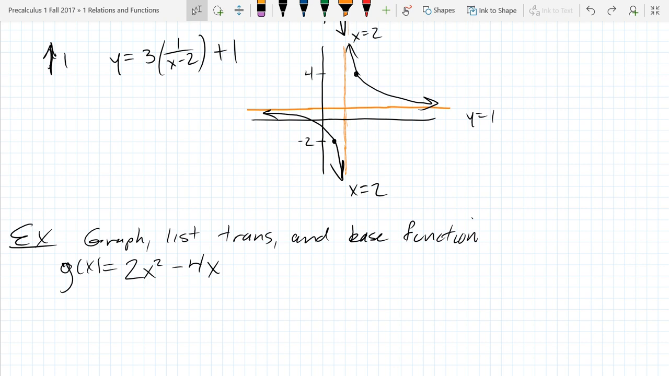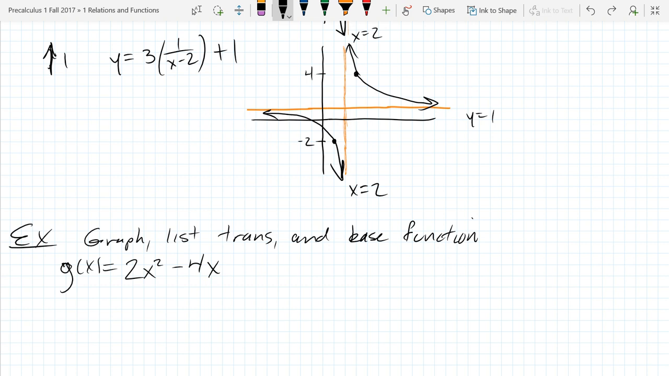So let's graph this function right here. This doesn't look like functions that we've looked at so far. And if it wasn't for this minus 4x, I could just say this was a parabola with a vertical stretch. If it wasn't for just the x, that would just be a vertical shift down 4. Unfortunately, this looks kind of like two functions. How can I make x appear in one place? You have the skills to do this.